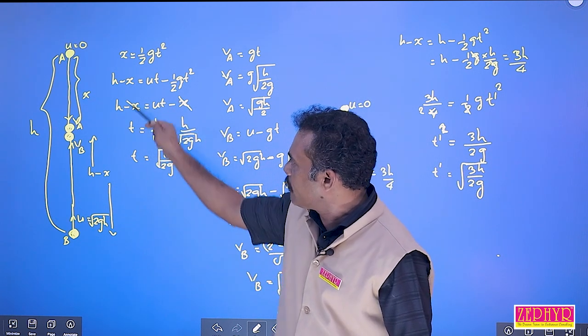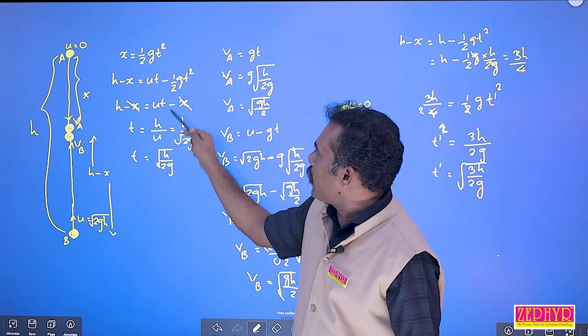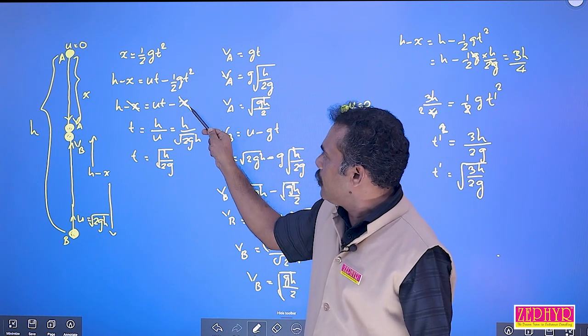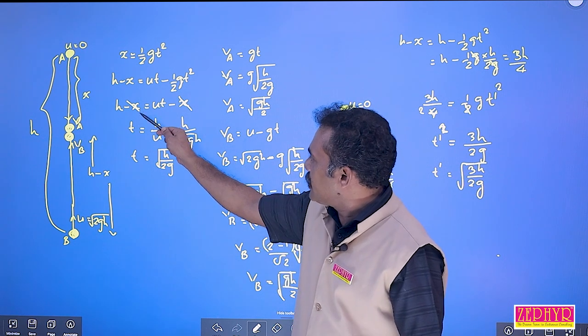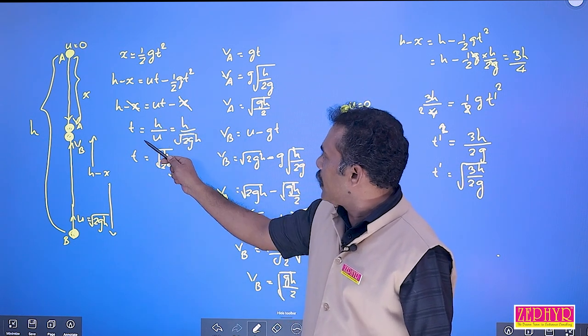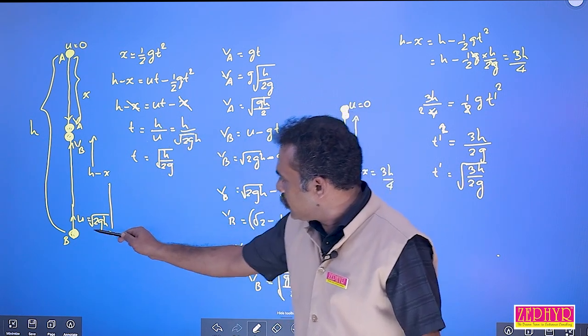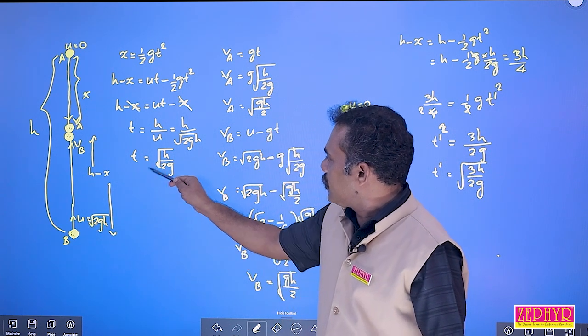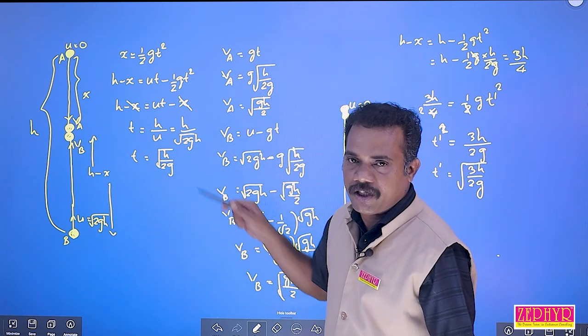So the distance is h minus x. Half gt square is x, so substitute half gt square with x. Then minus x and x cancel. So t equal to h by u. In this case u is root 2gh. So on solving, t is equal to root of h by 2g.